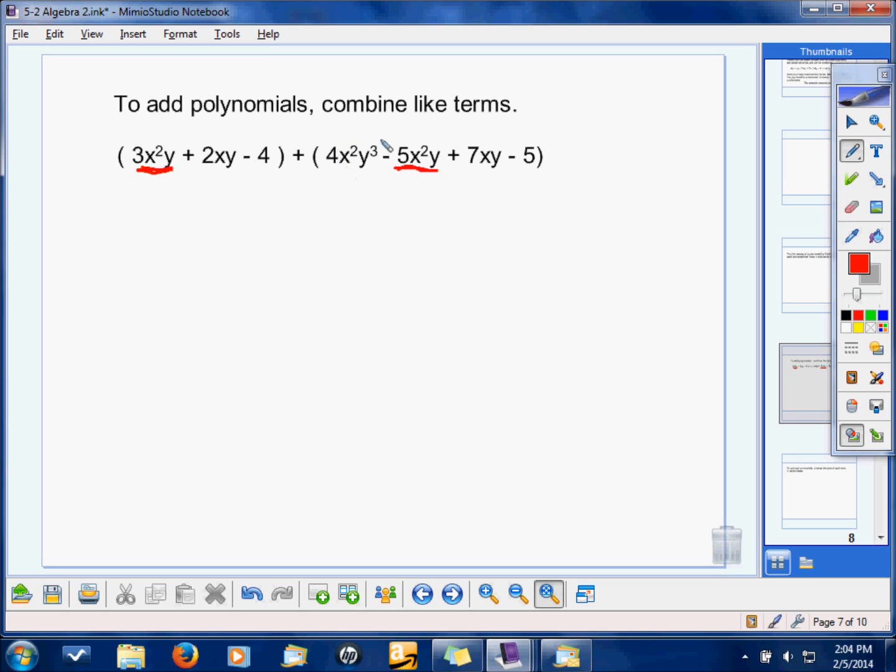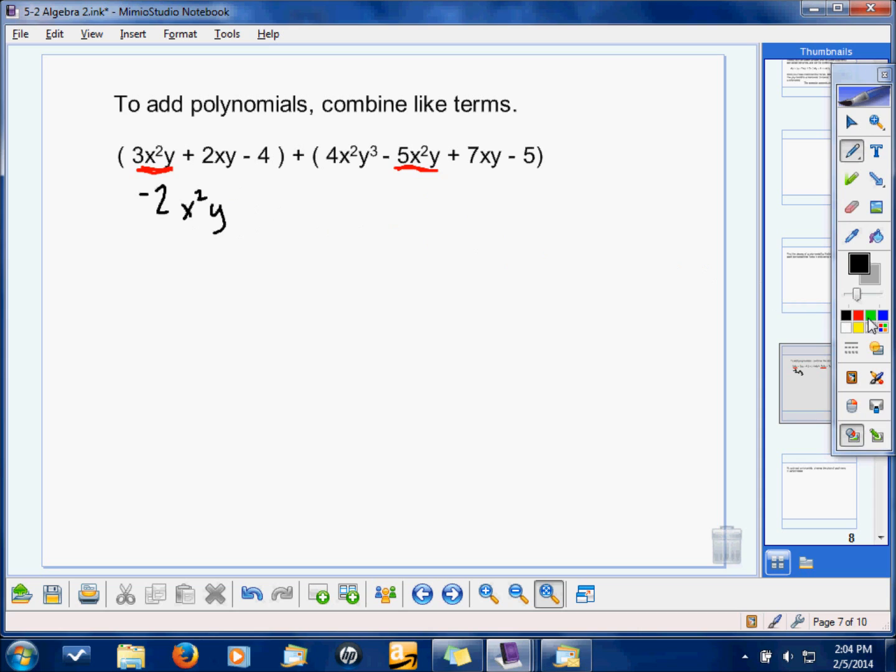Grace, why is this one not a like term? Because of the y cubed. Good, because of the y cubed. It has to be the exact same variables with the exact same exponents to be like terms. Watch out for the signs that come before them. The coefficient is 3, and I'm adding it to a coefficient of negative 5. So that's something sometimes people miss. 3 minus 5 gives us negative 2x squared y. Okay?